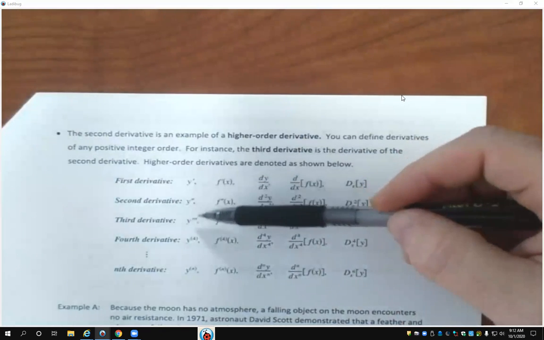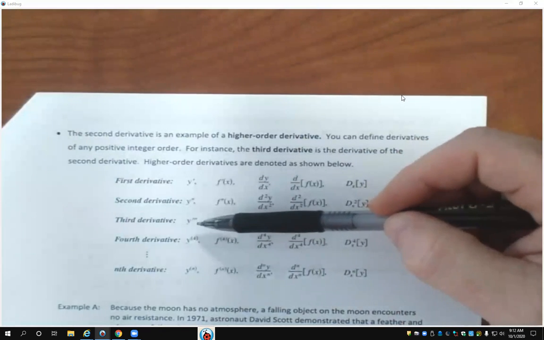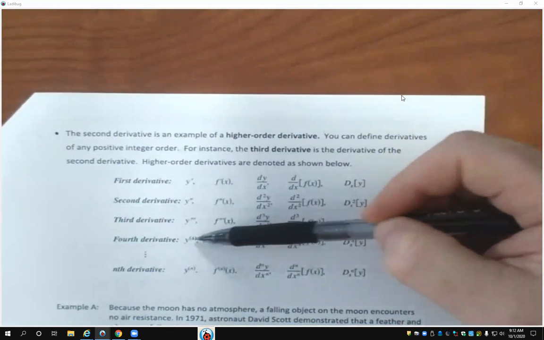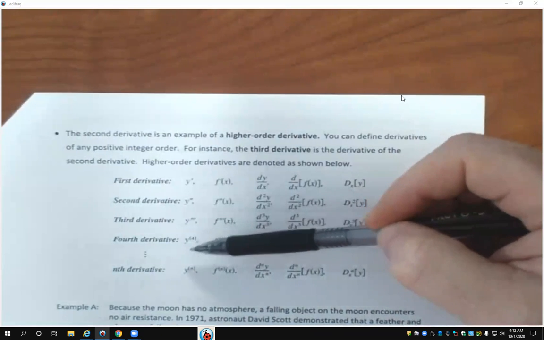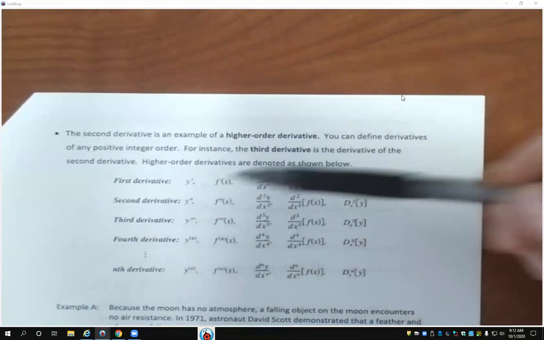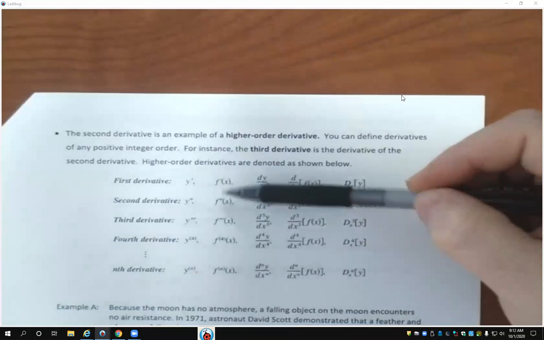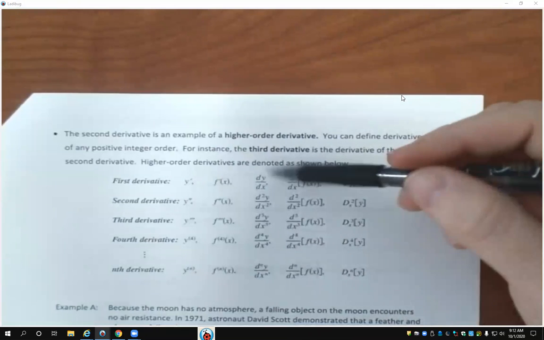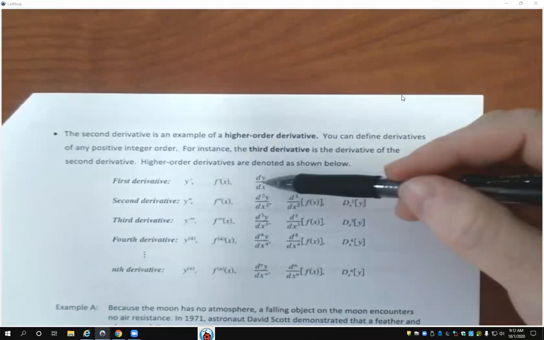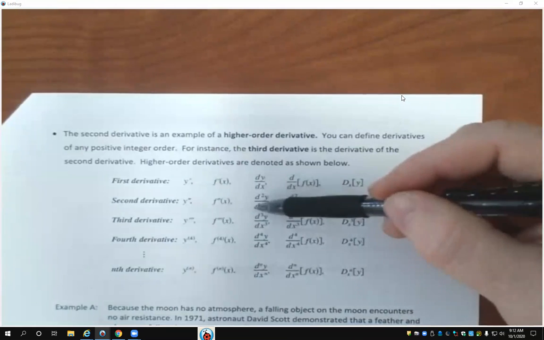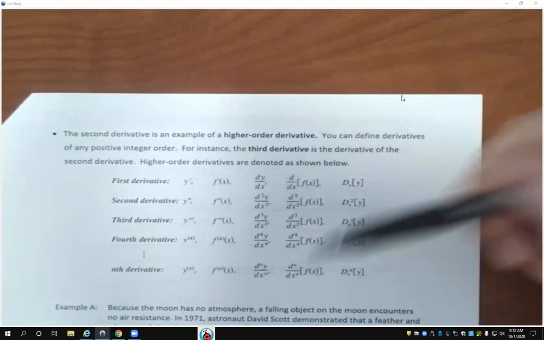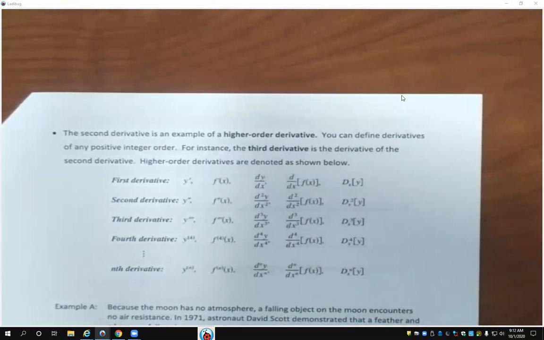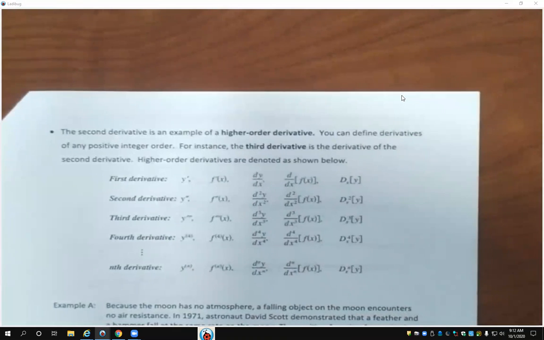y prime, y double prime, y triple prime. Once we get past y triple prime, we just put the number of derivatives we're taking. So we would just put a 4, and then a 5, and then a 6, and so on. We just put n. Or f prime, f double prime, f triple prime, f 4. And then these are your other notations that go along with those: dy/dx, d squared y/dx squared, d cubed y/dx cubed, and so on. But those are just the notations. First derivative, second derivative, third derivative, fourth derivative, and so on.